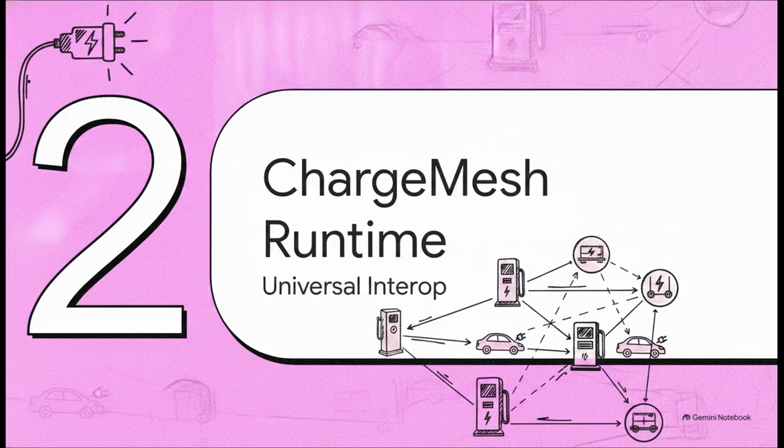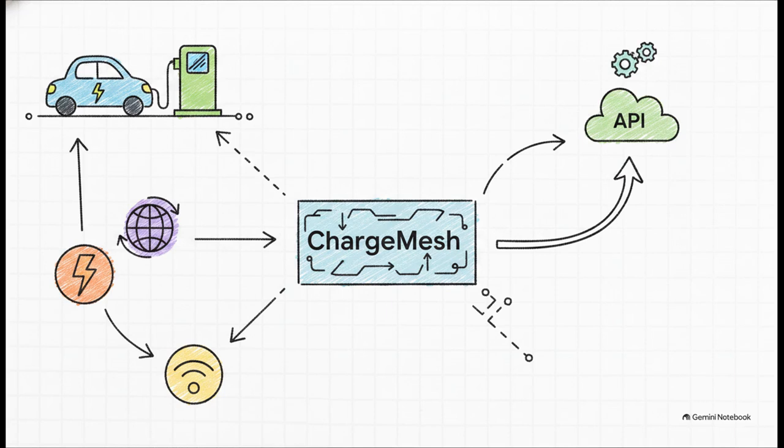Section 2. ChargeMesh, the universal runtime. Let's check out the architectural solution to all this mess. If you dive into their docs, the core mission is crystal clear: building a universal interoperability runtime. Basically, think of ChargeMesh as a massive universal translator. It's designed to sit right on top of this wild zoo of protocols and act as a single software layer, completely hiding all that underlying complexity from the end-user application.